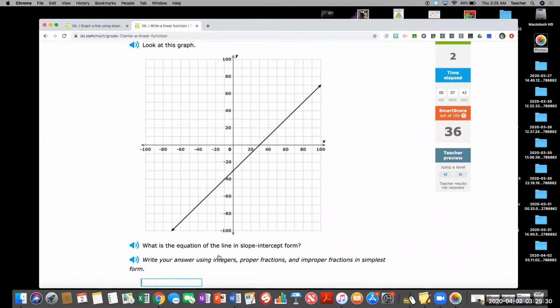Okay, what is the equation of the line in slope-intercept form? Well, I can see my b, the y-intercept, right off the bat. It's going negative 20, negative 30, negative 40. So I'm going to write y equals something happened to x, negative 30.